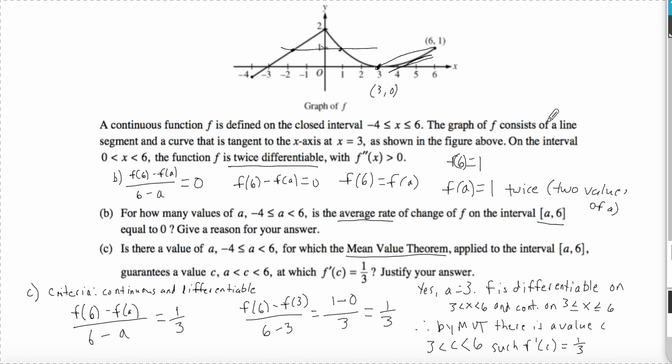Okay. I like that question. It's a little more tricky. That makes you think a little bit harder.